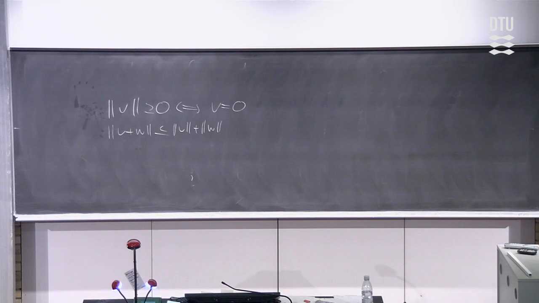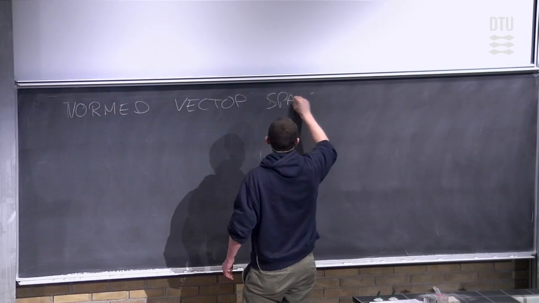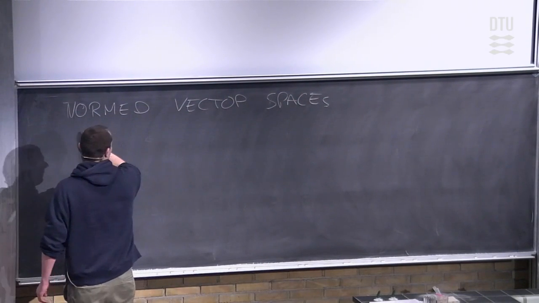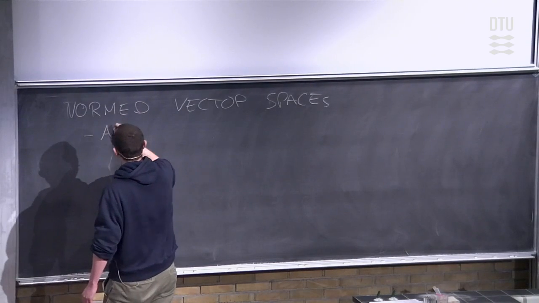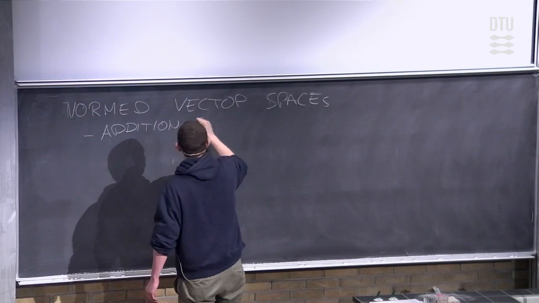So what I want to do now is to relate some of the concepts we had previously in the lectures, okay? So we started out by having a normed vector space. And in normed vector spaces, we have several things. One of the things is that we have addition and we have scalar multiplication.